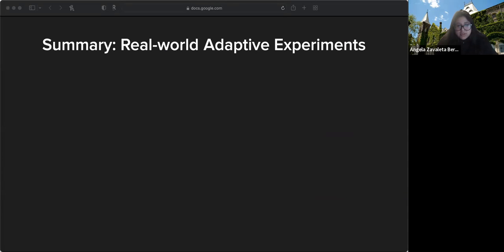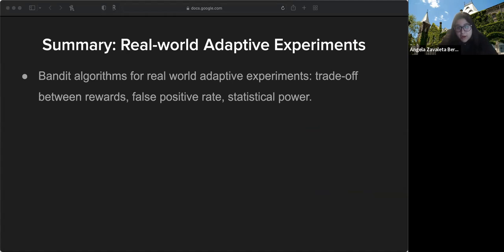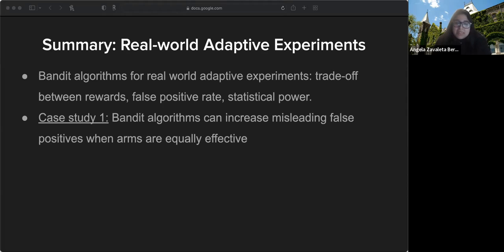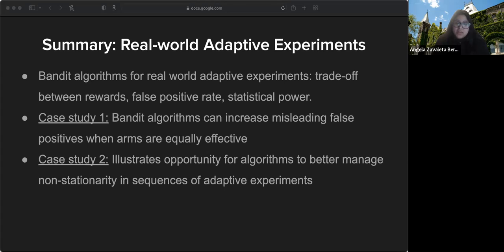When we apply bandit algorithms like Thompson sampling to real-world adaptive experiments, we see the trade-offs in reward and statistical analysis, such as false positive rate and power. In our first case study, we show how bandit algorithms can increase misleading false positives when arms are equally effective. In our second case study, we illustrate the opportunity for better managing non-stationarity in sequences of adaptive experiments, potentially by adding more uniform random exploration into the traditional Thompson sampling. We hope the case studies mentioned today highlight important considerations for future work on using bandit algorithms in the real world, such as drawing statistical inferences from data in adaptive experiments.